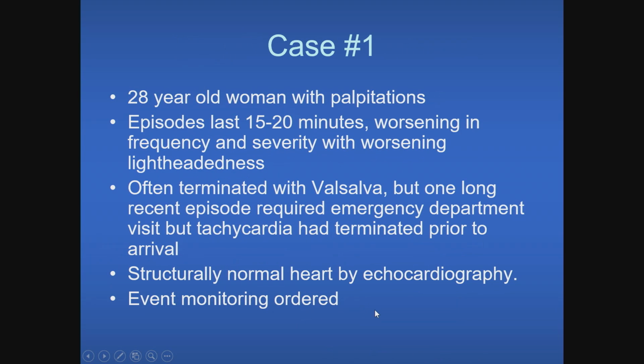So let's talk about a case. Here's a 28-year-old woman with palpitations. Her episodes last 15 to 20 minutes, worsening in frequency and severity with worsening lightheadedness. They're often terminated with a Valsalva maneuver. But one long recent episode required an emergency department visit, and the tachycardia had to be terminated prior to arrival. She had a structurally normal heart by echocardiography, and event monitoring was ordered.